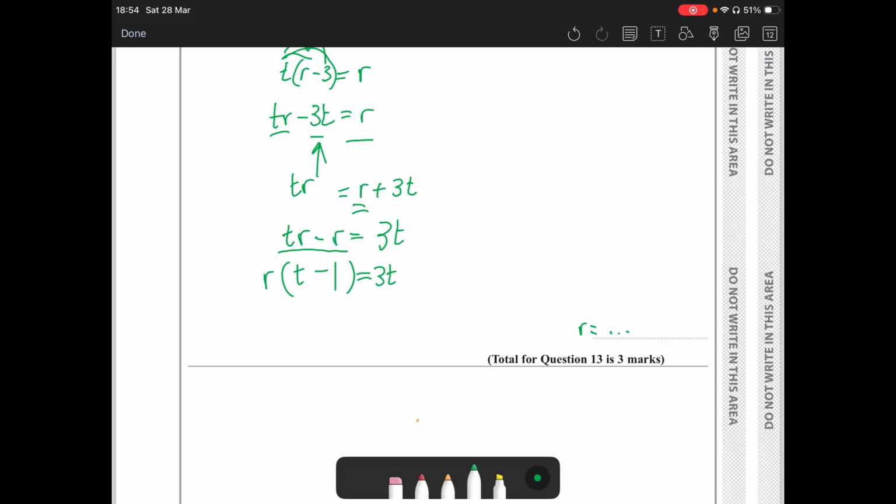The final step is we want to do the opposite of multiplying by the bracket t minus 1. We, in fact, divide, don't we? So to finish this question, it'll be 3 over brackets t minus 1. You can include brackets there, but because it's the only thing on the denominator, that is not necessary. So the answer is 3t over t minus 1, with or without brackets. Up to you.